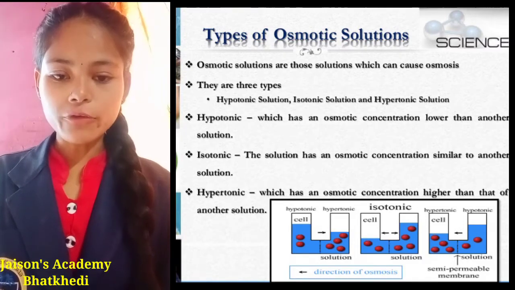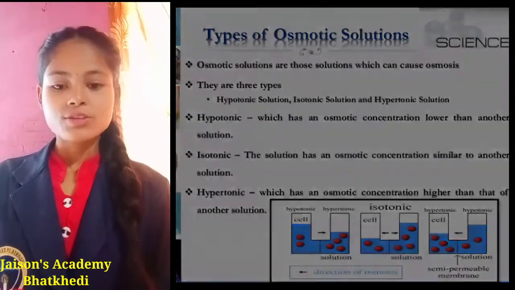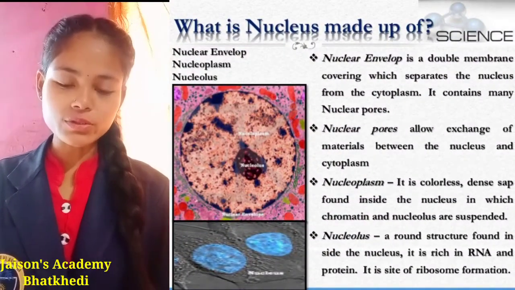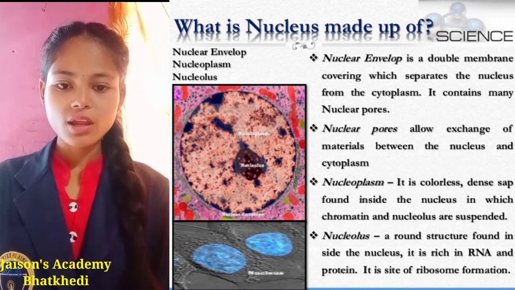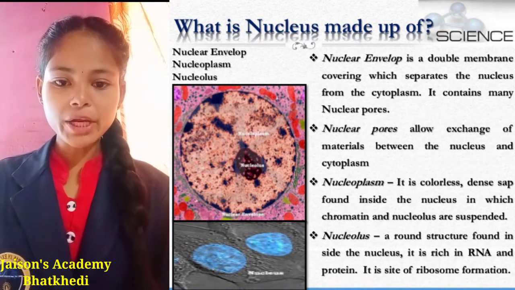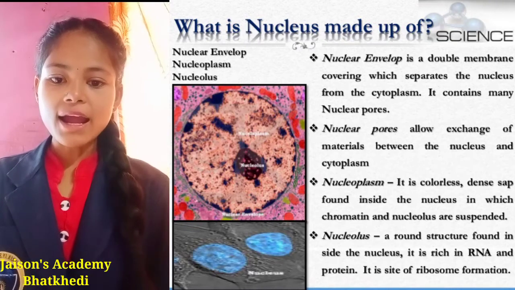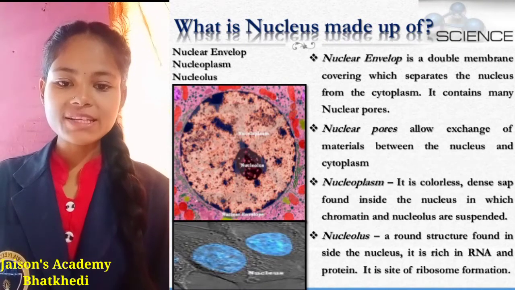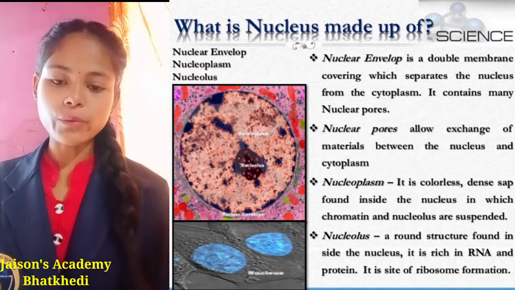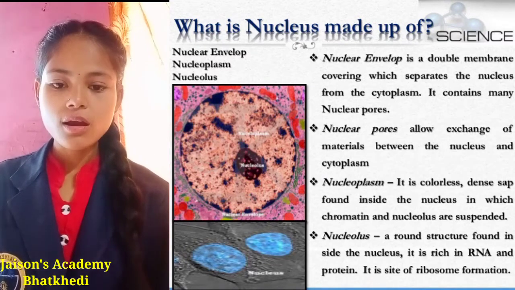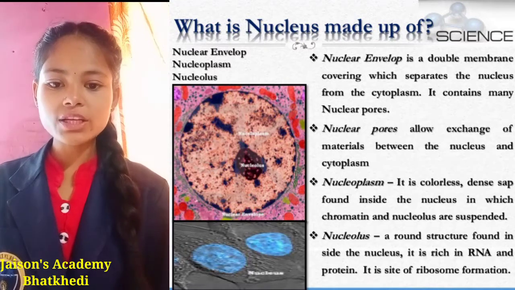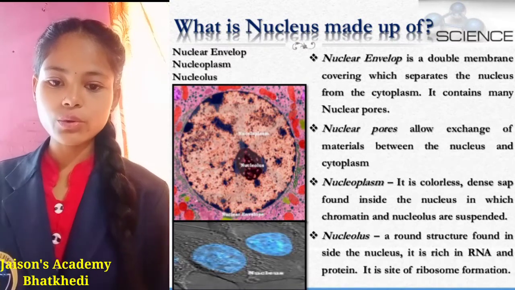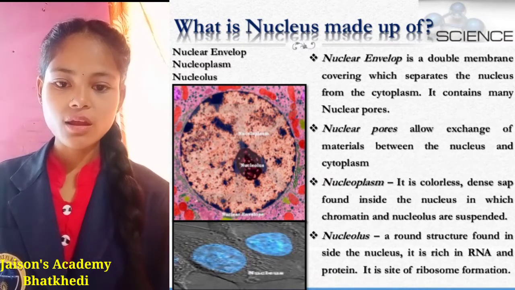The next organelle of the cell is the nucleus. Students, we already know that the nucleus is called the brain of the cell, and it was discovered by Robert Brown. The nucleus is basically made up of a double wall, which is called the nuclear membrane, and which separates the material of the nucleus from the outer cytoplasm. This nuclear membrane contains various pores which help in the exchange of materials between the nucleus and the cytoplasm.